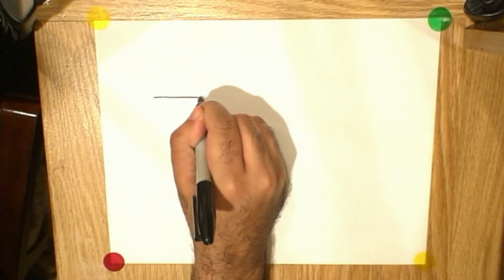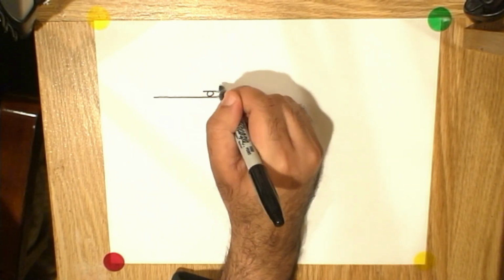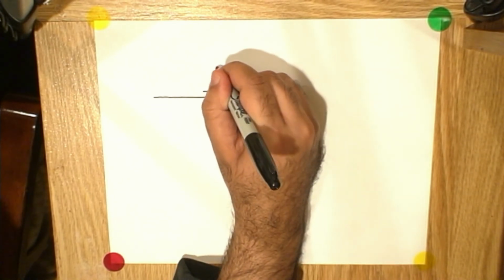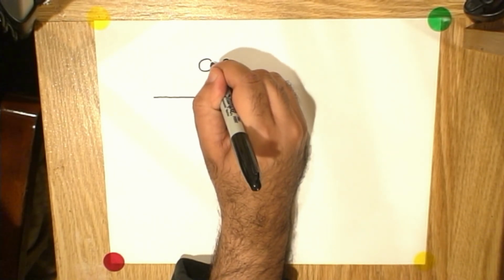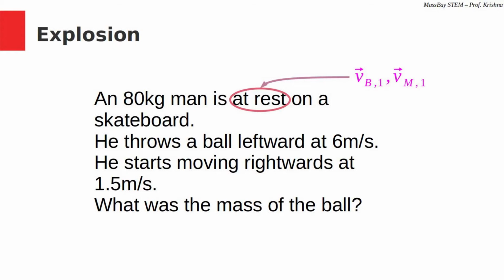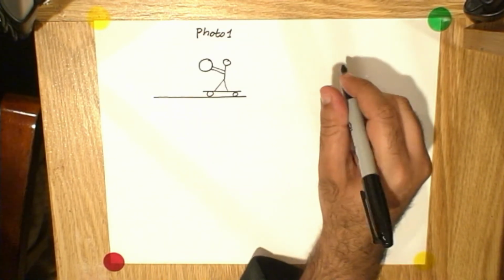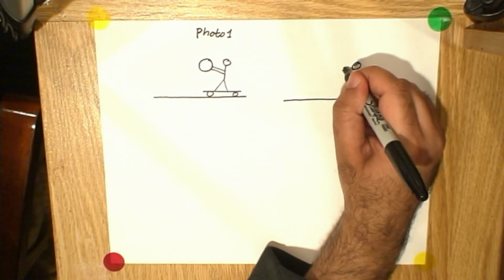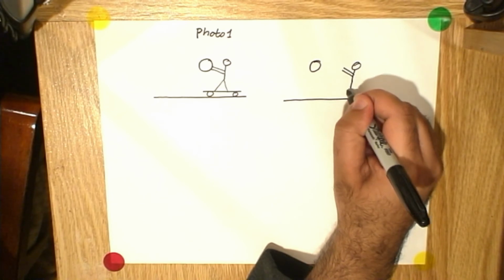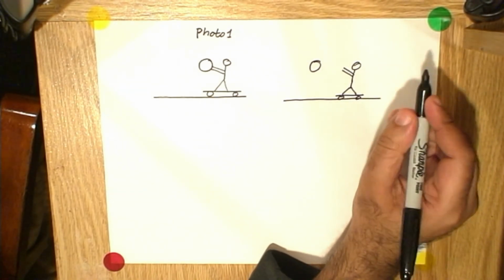In this question, we were told that a man was standing on a skateboard and he holds a ball. Initially, the two of them are not moving. So this is photo 1. However, the man then throws the ball and correspondingly starts moving backwards.